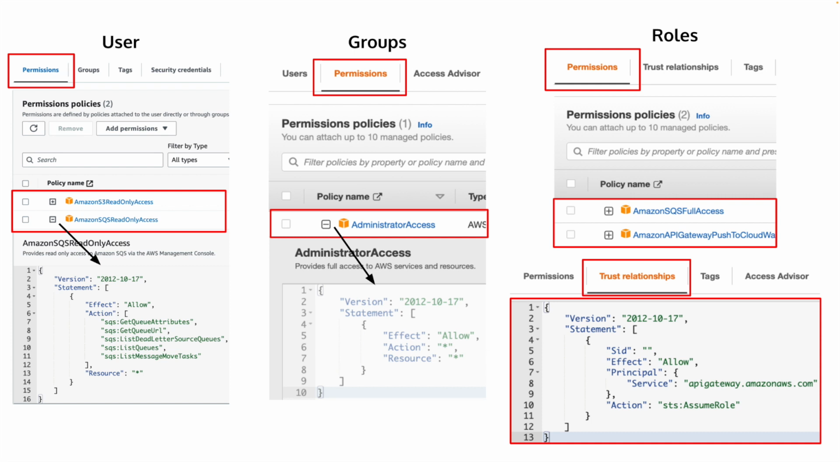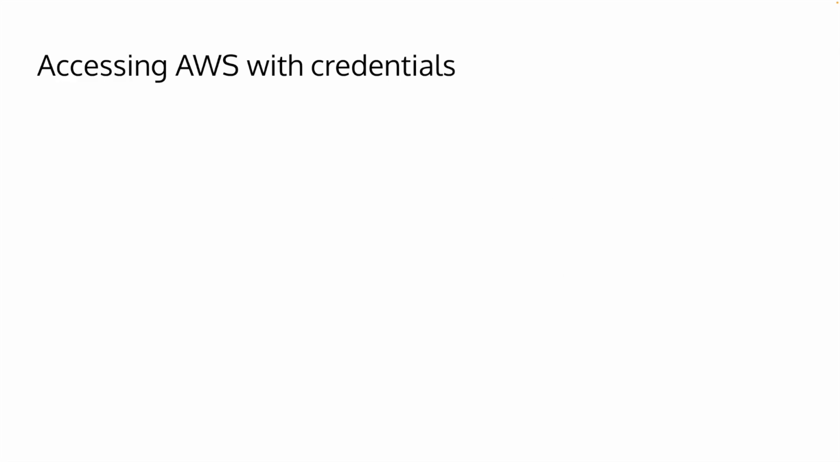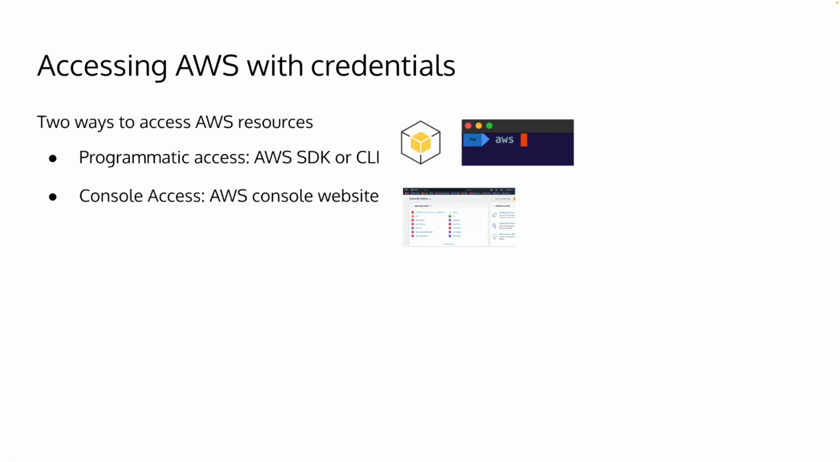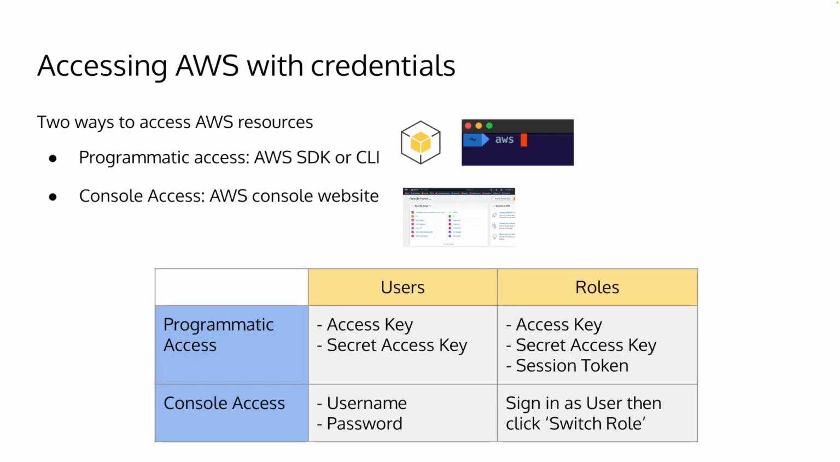Now that you have an understanding for users and roles, we need to learn how to get credentials for these entities in order to access resources. First, we have to understand there are 2 ways to access AWS: programmatic access through the SDK or CLI, and console access through the AWS website. This table breaks down what credentials you need for each type of access.